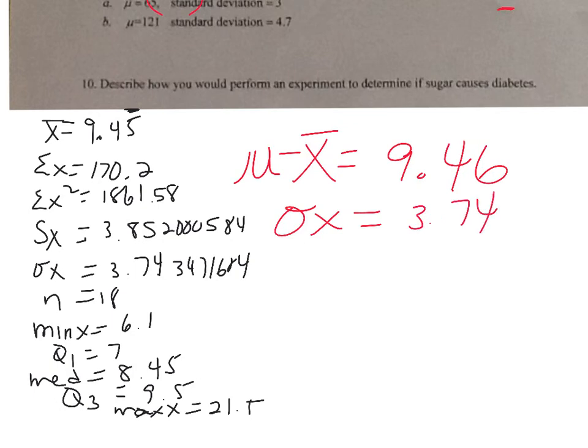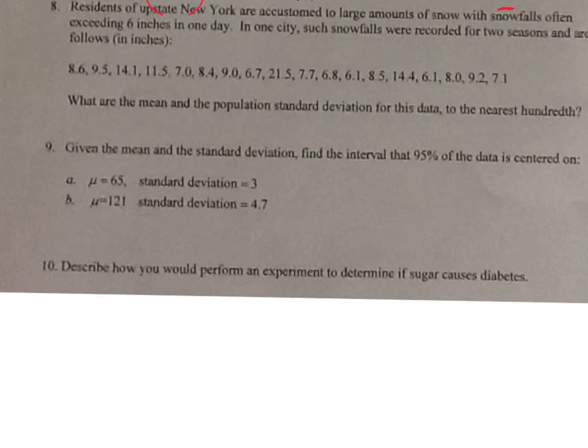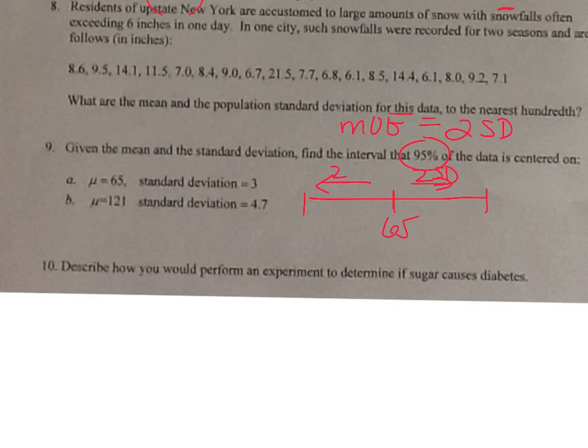All right, next, number 9. Number 9 says, given the mean and the standard deviation, find the interval the 95th percentile is centered on. So remember, 95th percentile, that's your margin of error. Your margin of error is 2 standard deviations. So if my mean is right here in the middle, that's 65. I want 2 standard deviations to the right, and I want 2 standard deviations to the left.